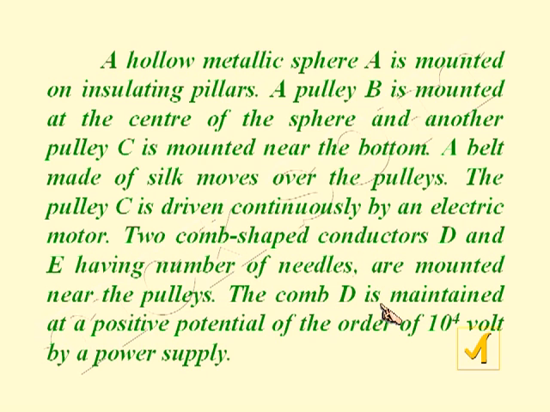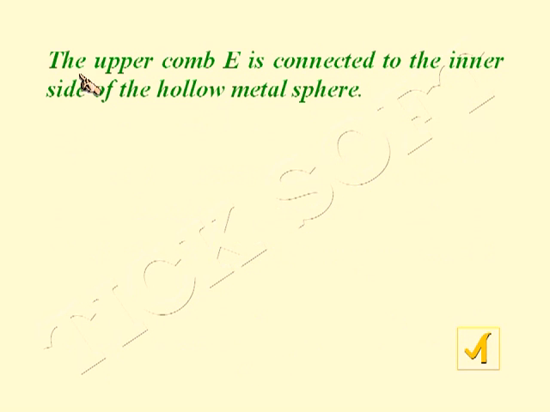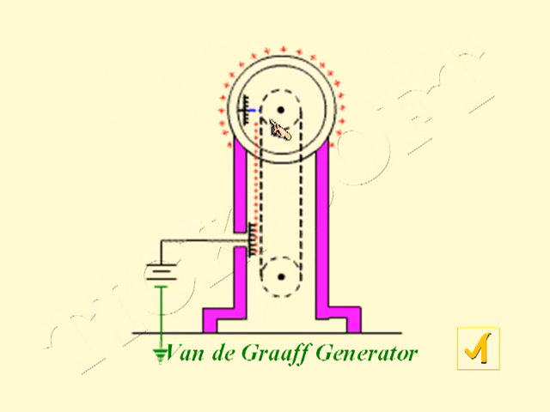The comb D is maintained at a positive potential, of the order of 10 power 4 volts, by a power supply. The upper comb E is connected to the inner side of the hollow metal sphere. Now let us see the diagram. This diagram very clearly explains how the charges are accumulated on the sphere.